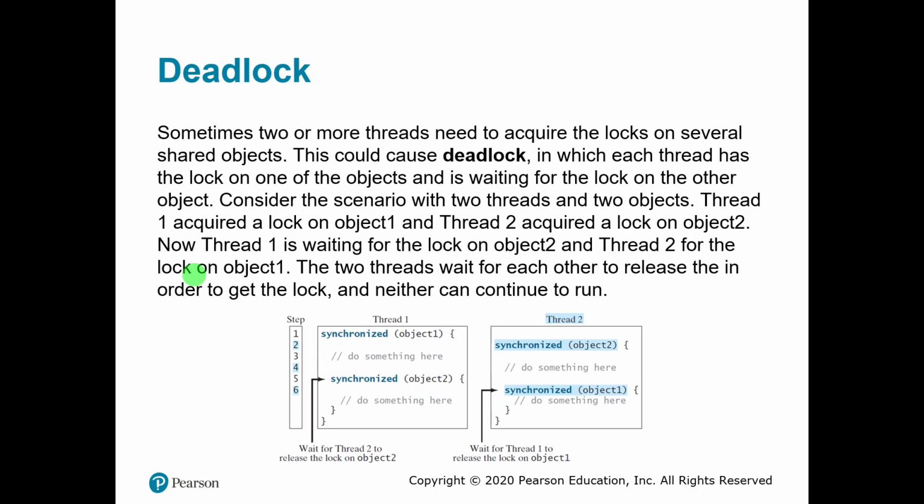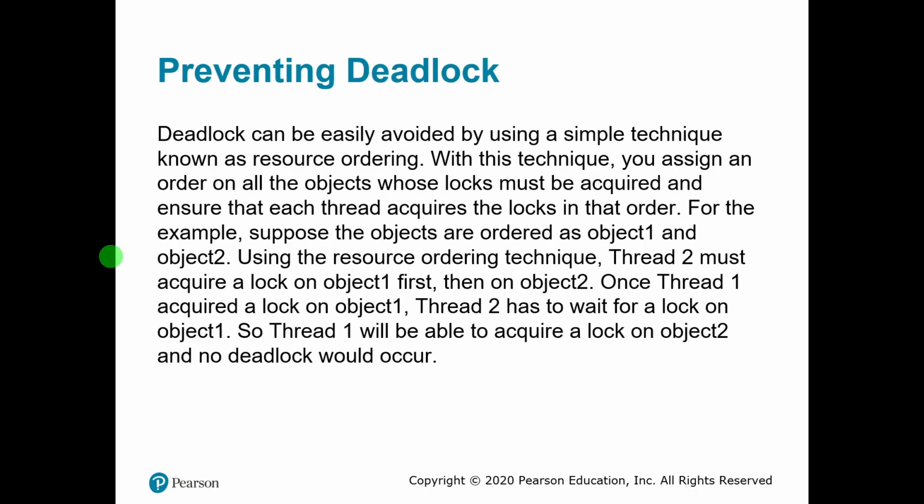Because both threads are waiting for the other one to release in order to get the lock, neither one of them can run. It's a dangerous condition. We don't want that to happen in our programs. How do you fix it? Read this very carefully and read it over and over again till you get it. So deadlock can be easily avoided by using a simple technique known as resource ordering.